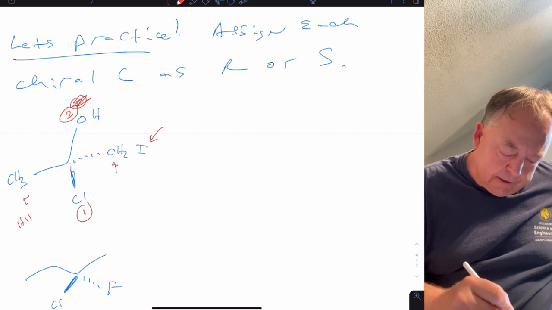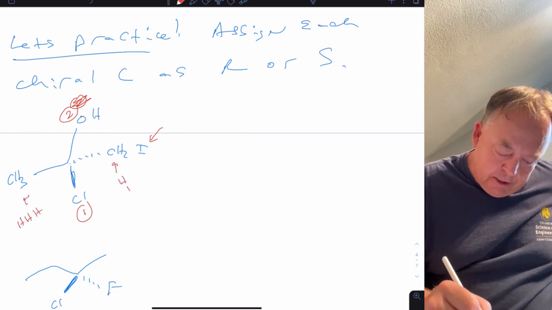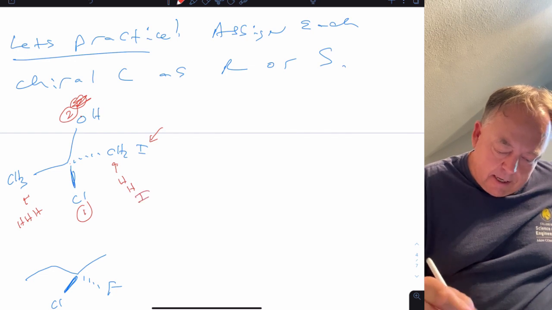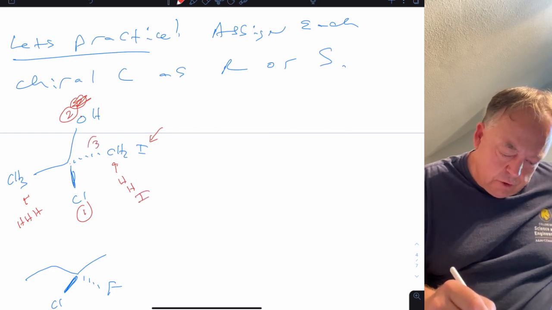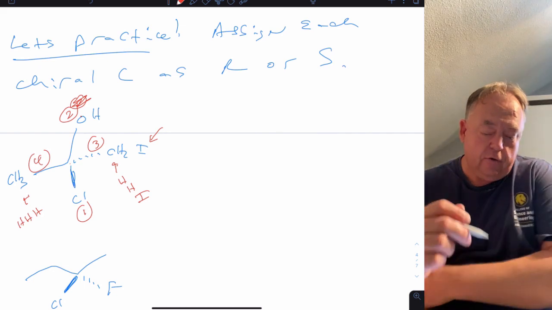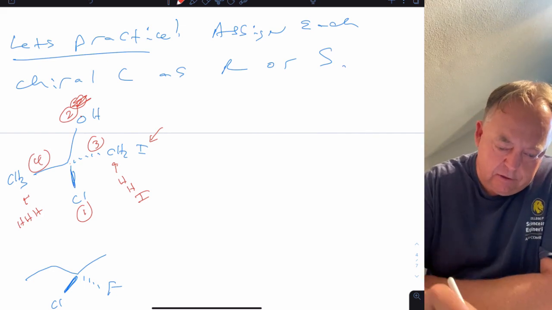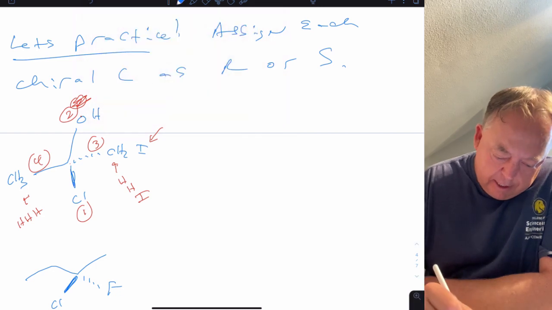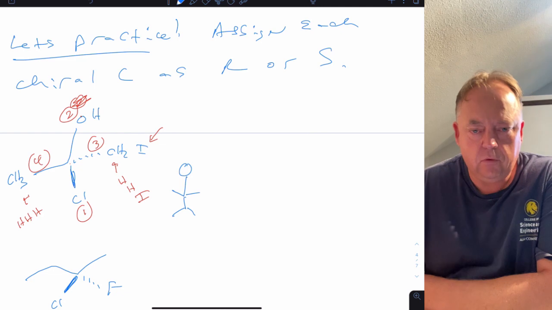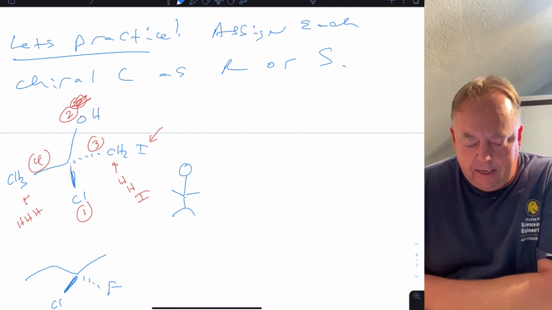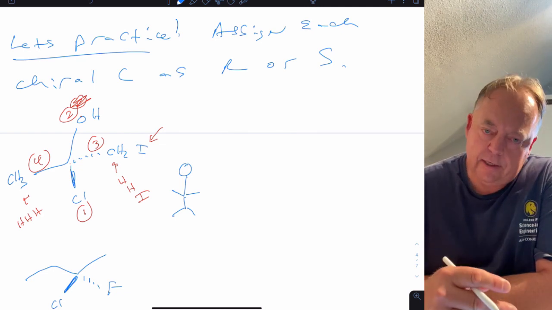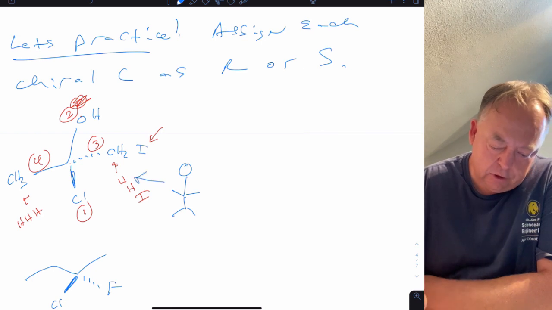This goes to 3 hydrogens. This goes to H, and iodine has the higher mass, so this is 3, and this is 4. So 4 is on a line, so we have to use a Fischer projection to solve this. So we're going to stand here and look into the wedge. Now the wedge is pointing towards the right, so I'm going to stand on the molecule's right and look into the wedge from that perspective.